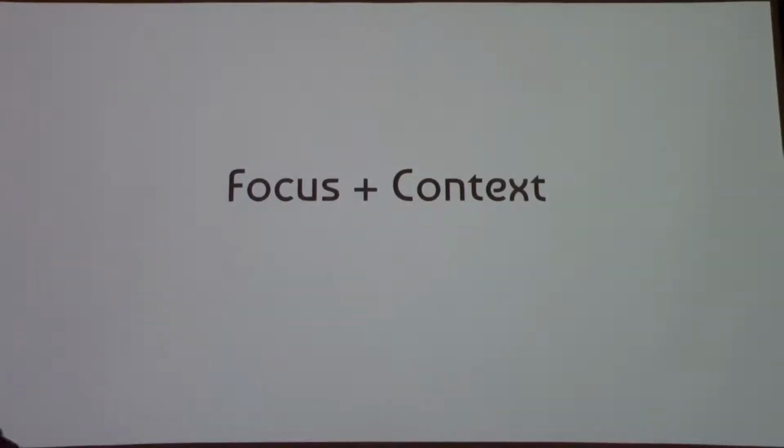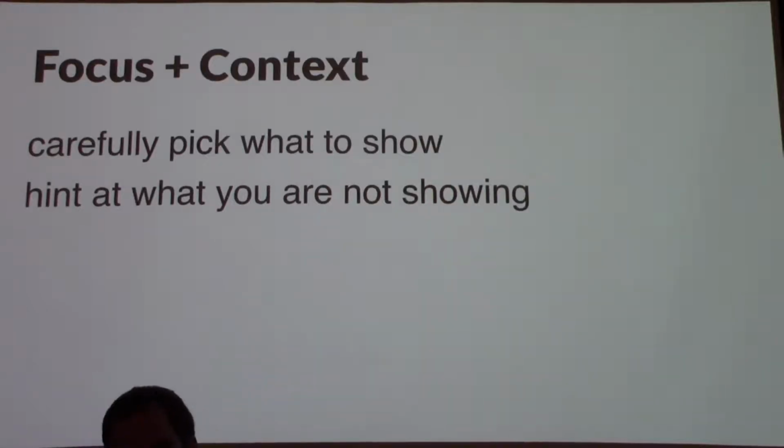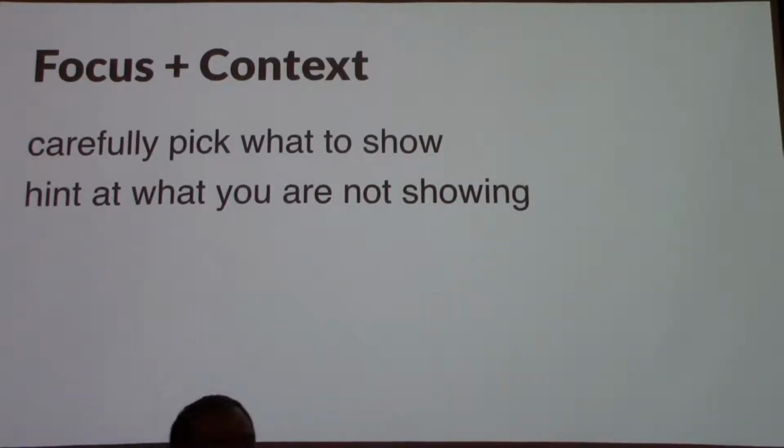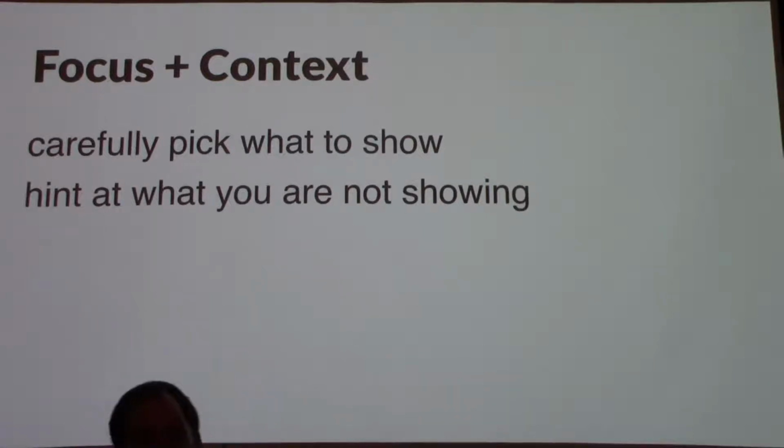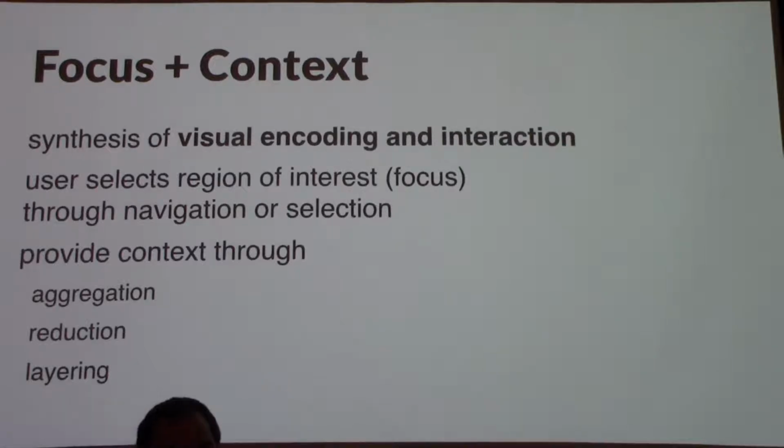Okay, so let's move on to focus and context. Focus and context is a super popular general principle, and you will see a lot of papers about focus and context. Focus and context is about carefully picking what you show and hint at what you're not showing. So the idea is that there is some part of the data that is in your focus that users want to see in detail, but it's also important to show some of the contextual information so that they can orient themselves. So focus and context is really a synthesis of visual encoding and interaction.